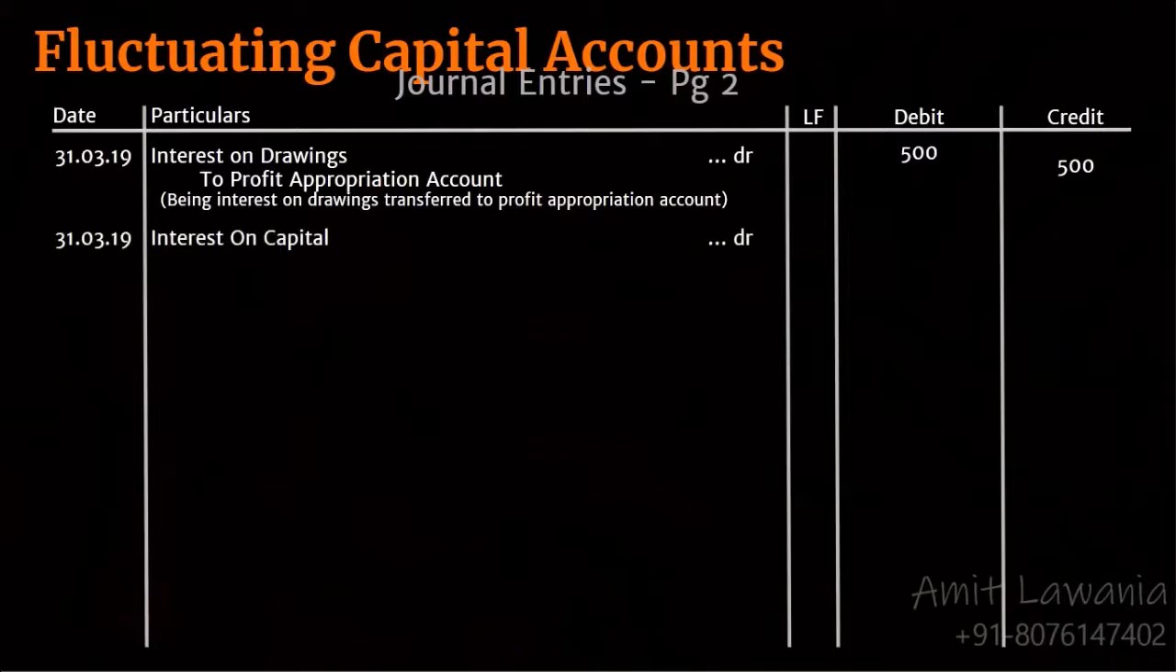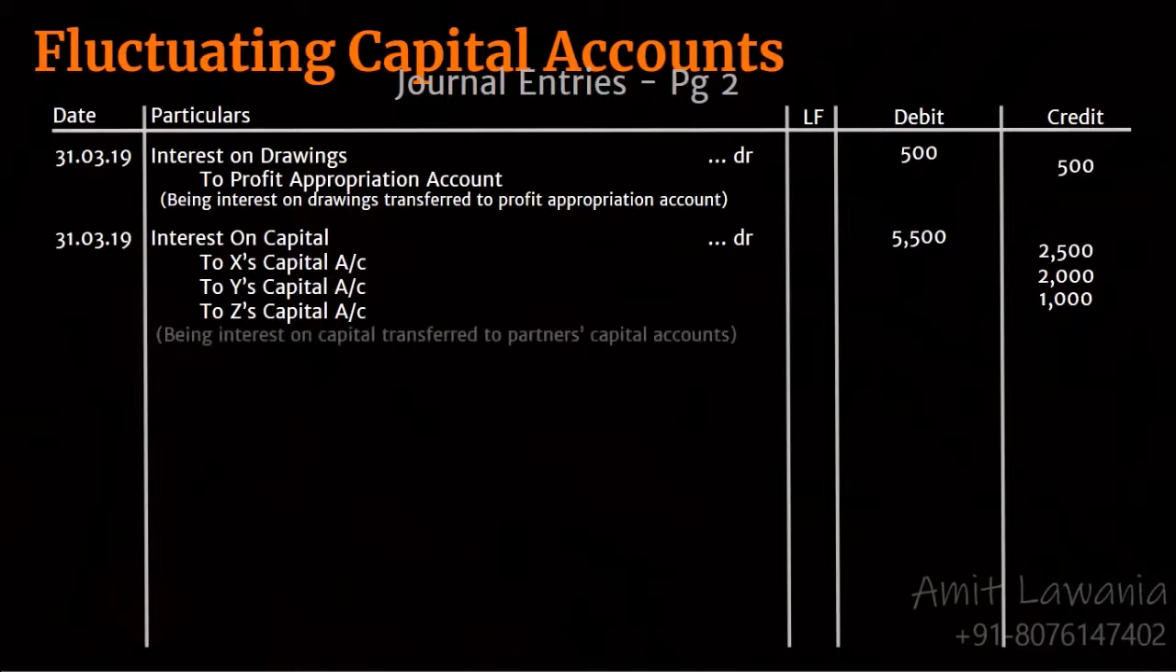First, we distribute the adjustment for interest on capital totaling rupees 5,500, which we put in the debit side, and we transfer it to the capital accounts of X, Y and Z, mentioning amounts separately, that is rupees 2,500 for X, 2,000 for Y and 1,000 for Z, and write down the narration last.